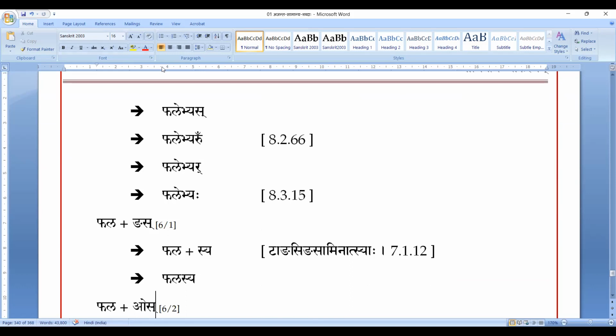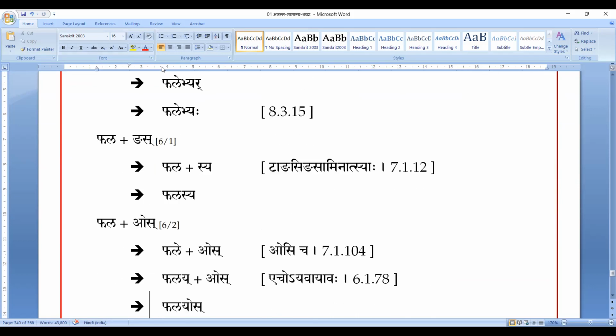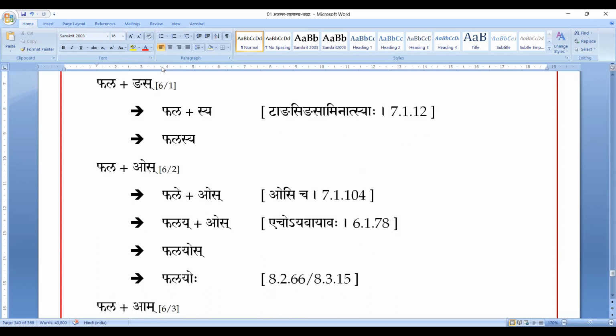Yeah, Osicha will apply. By that you get Guna, right? Pala becomes Pale. Guna Deshaha. Then Pale plus Os, Palai, Ayadi Sandhi, Palai. Palayoho. Pala plus Am, Rasva. Nadyapur.